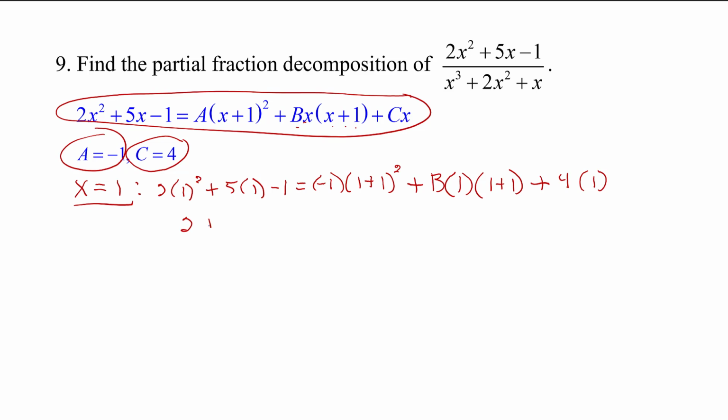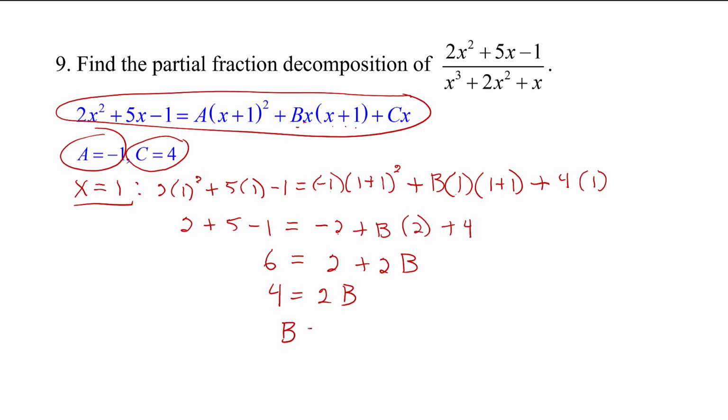Okay, so let's see if we can get it. We have 2 plus 5 minus 1 equals negative 1 times 2 would be negative 2 plus b times 1 times 2, so b times 2, plus 4. And so on the left side, we have 7 minus 1 would be 6 equals negative 2 plus 4 is 2, plus 2b. So subtracting 2 from each side, I get 4 equals 2 times b, or b equals 2. Okay, so now we found a, b, and c. And I have something else for b here, so I may have made a mistake.